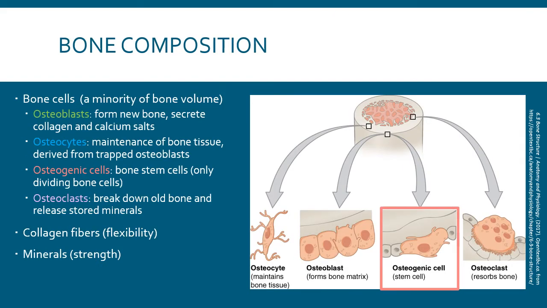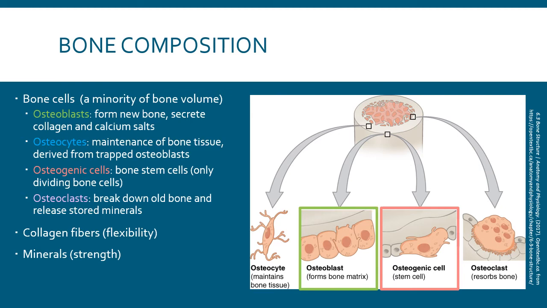All right, different types of cells of the bone. So in reality, the cells of the bone are a minority of its volume. Most of it is composed of collagen and minerals and other kinds of materials. But there are many different kinds of bone cells. The ones we'll talk about are osteoblasts, osteocytes, osteogenic cells, and osteoclasts. We'll start with osteogenic cells. So those are the bone cells that are essentially the stem cells. So they're the only cells within your bone that are actively dividing.